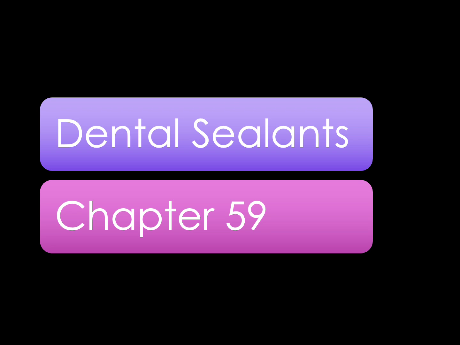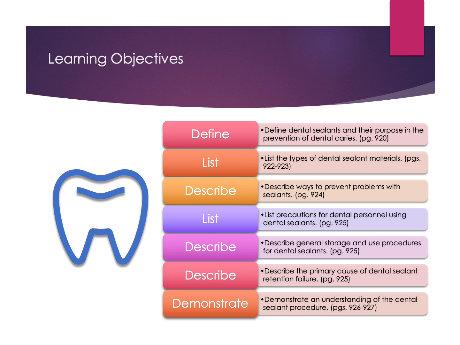In this recording, I will go over Chapter 59, Dental Sealants. In this chapter, we will define dental sealants and their purpose in preventive dentistry. We'll describe ways to prevent problems with sealants, the primary cause of dental sealant retention failure, and the general storage for use of dental sealants. We'll also list the types of dental sealant materials and the precautions for dental personnel using dental sealants.